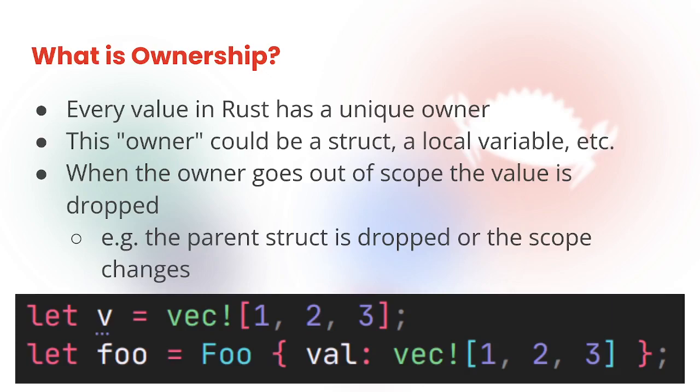Another common example of an owner would be a struct. Here, the foo struct holds this vector, and it owns the vector. So once the struct is dropped, then the value will be dropped. And in this case, since the struct is owned by a local variable, it's effectively the same because once you exit the scope, the struct will be dropped, which will cause the vector to be dropped. Also, drop is the equivalent of free or delete in C++.